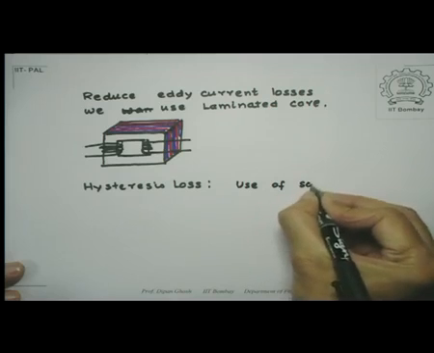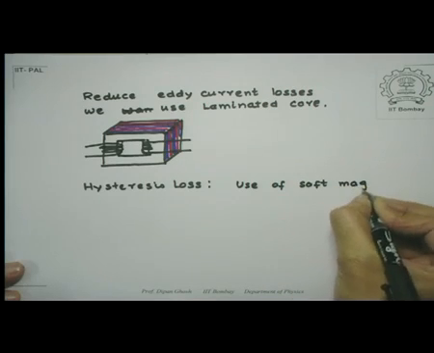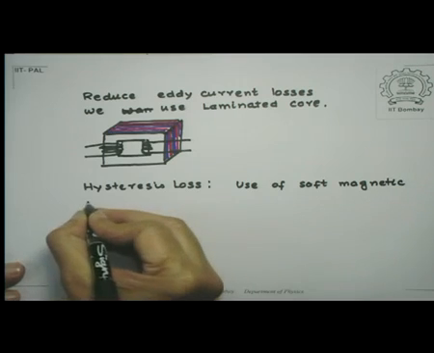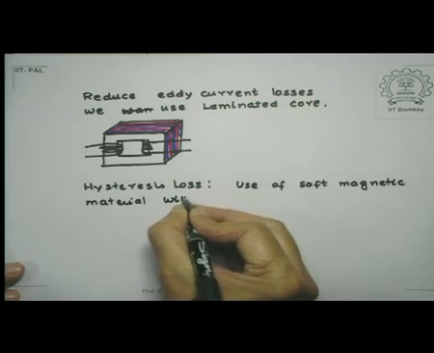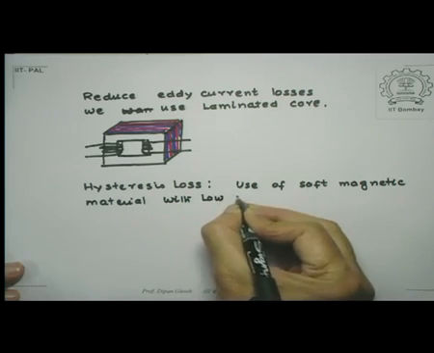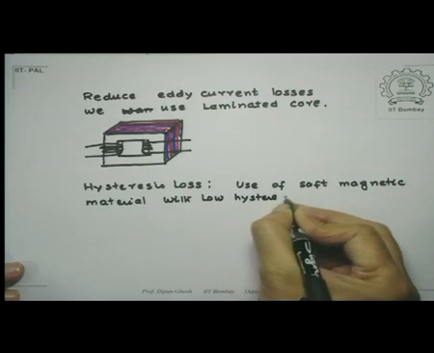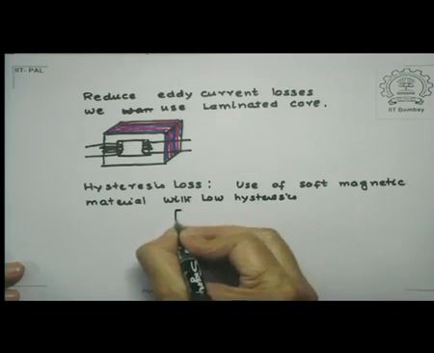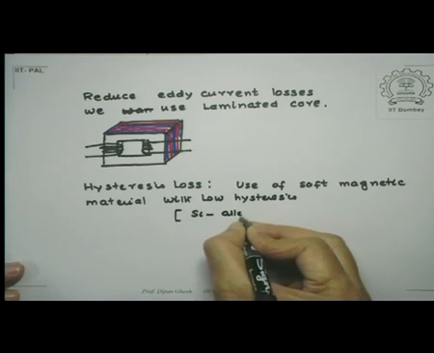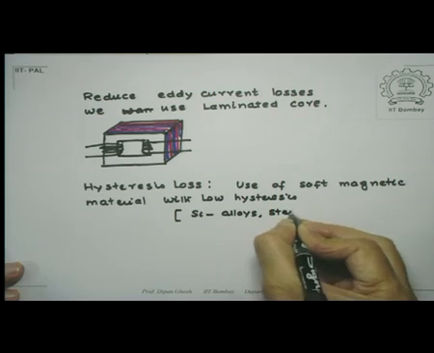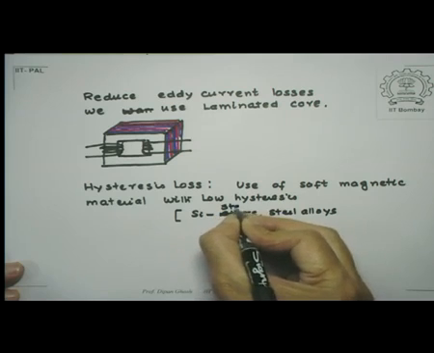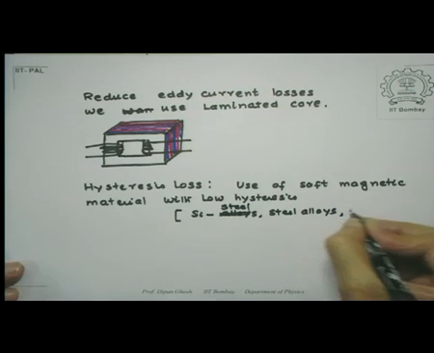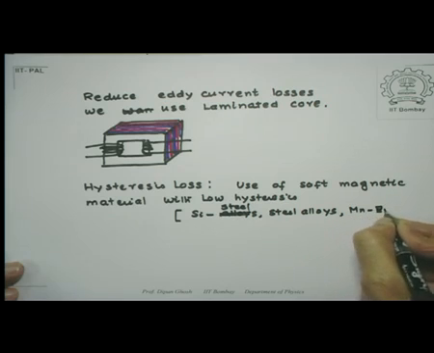So use of soft magnetic material with low hysteresis. Typically silicon steel, steel alloys, manganese, zinc, ferrite, etc.